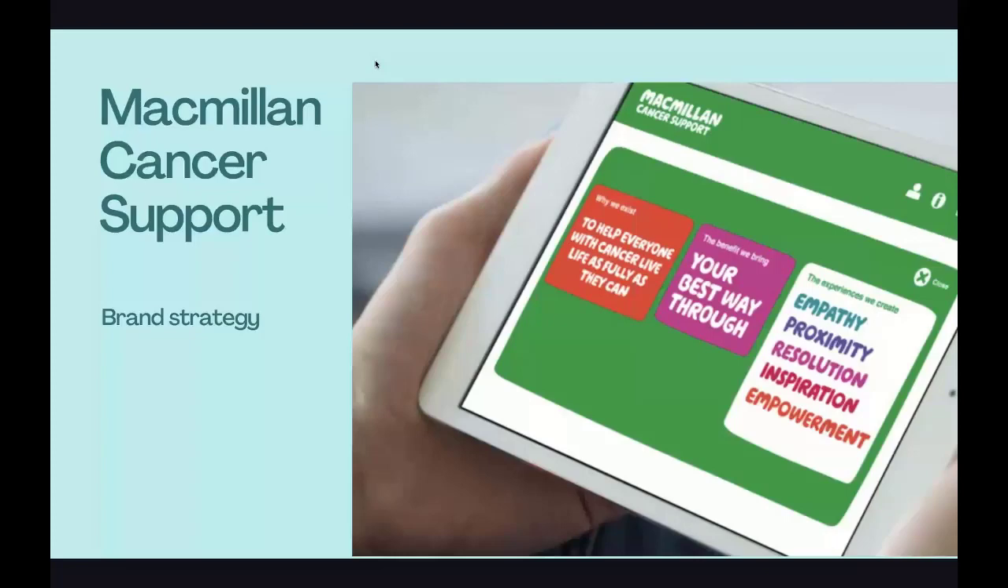You know, the why we exist is to help everyone with cancer live life as fully as they can. So they really help cancer patients and anyone who is affected by cancer, so even the families and friends of people affected by cancer, to live that life as fully as they can. They provide all sorts of support, information, emotional support, financial support to these people. And they have a set of values that they really live out across everything that they do. Empathy, proximity, resolution, inspiration, and empowerment. And we're going to have a look at how all these values and these stories, and all these main building blocks, as it were, of that brand strategy are then translated into that visual identity.